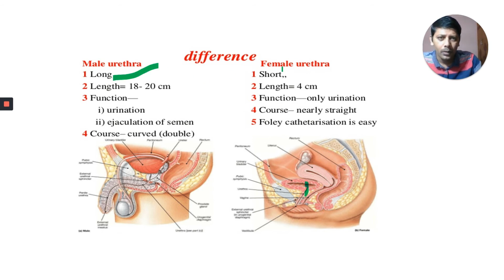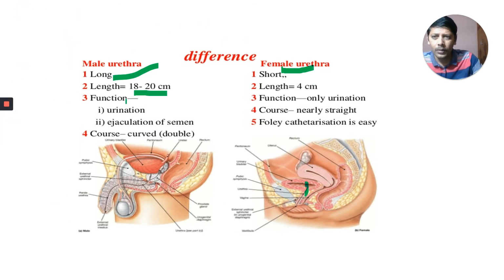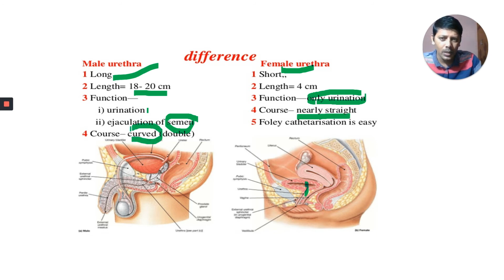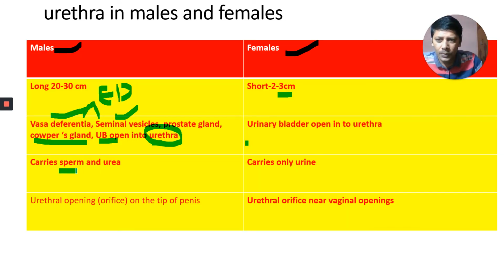This is the long one, this is the short one. I told you some data here, remember this one. Next, the function. In the male urethra, urine passes through, and semen also passes through. In the female, the function is only urination. In males, it is curved. In females, it is nearly straight. In males, it carries sperm as well as urine. Here it carries only urine.